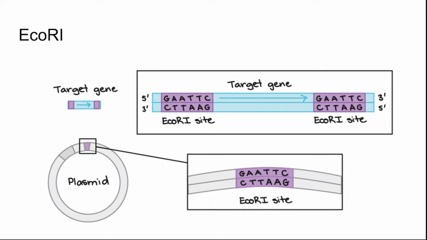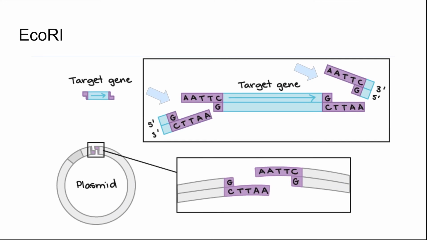This is an example using EcoRI, a specific type of restriction enzyme. Here we have a target gene and the plasmid vector. The target gene has two EcoRI sites near its ends, and the plasmid has one. The EcoRI then cuts both ends of the target gene in the same pattern, then does the same to the site at the plasmid.